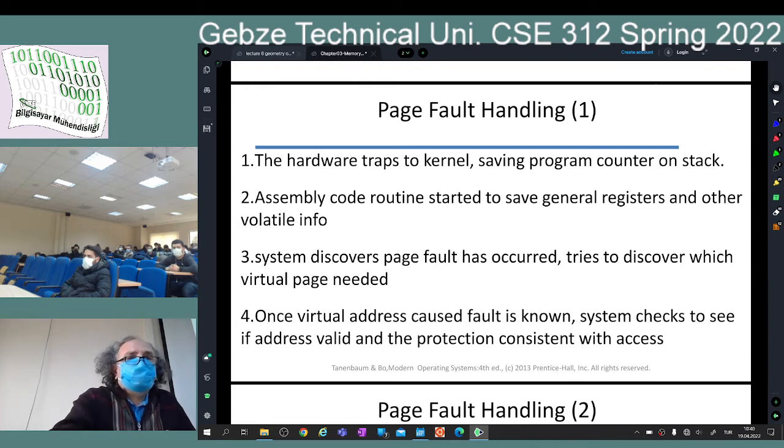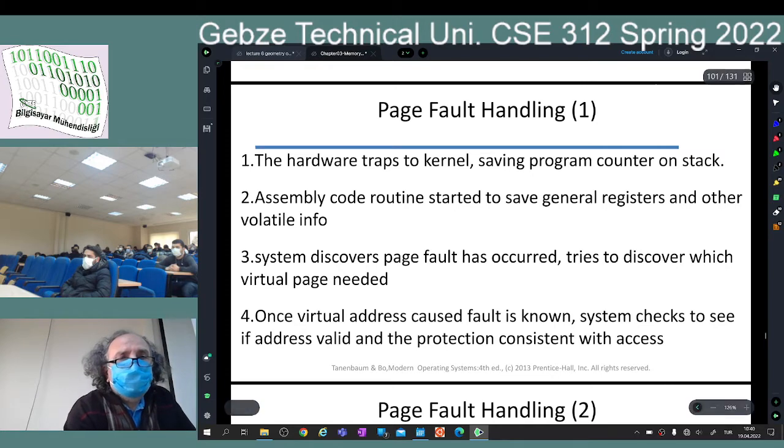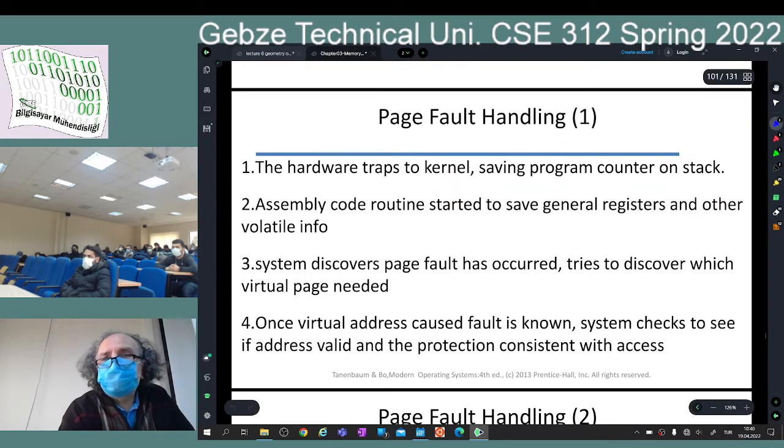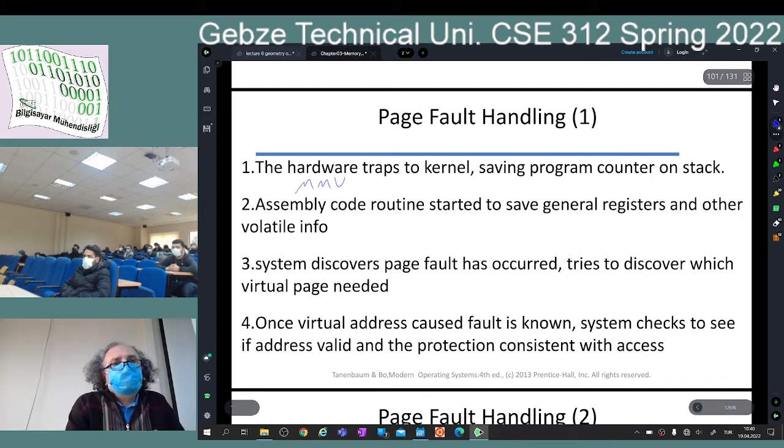So the hardware traps to the kernel when the page fault happens. By hardware I mean the MMU. The MMU creates the interrupt, and the effect of the interrupt is the hardware trapping to the kernel. Now I am in kernel mode, and I will immediately start doing whatever regular interrupts do. So I save the program counter on the stack. I need to remember where I have left off.